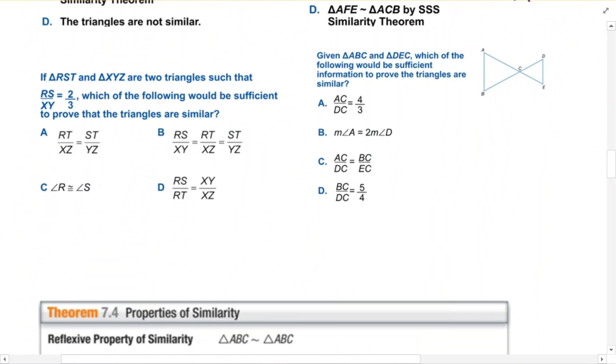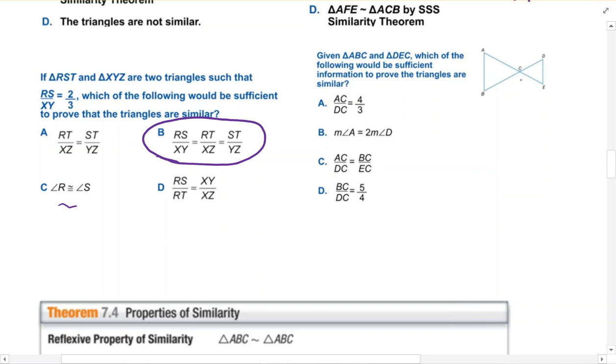In triangle RST and triangle XYZ, we are told that RS over XY is 2/3. Which of the following would be sufficient to prove that the triangles are similar? Just taking one more set of sides is not enough. Giving us just one angle is not enough. So we'd have to have all three of them in the same proportion.